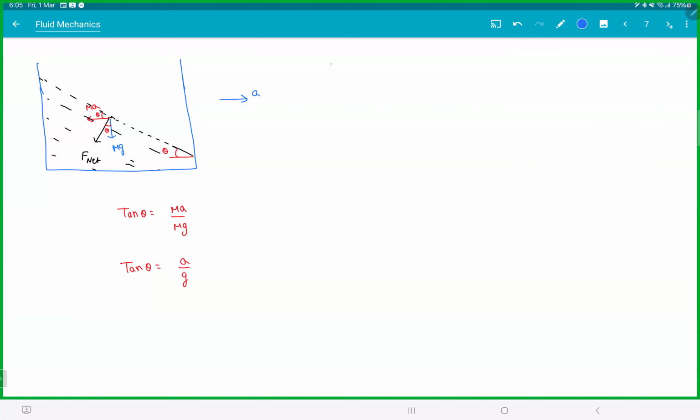Now, using this condition, the first one, when A is equal to g by root 3, we get tan theta is equal to 1 by root 3, which is 30 degrees. Meaning the liquid will be like this. This will make an angle of 30 degrees. And if you see, the liquid will not overflow. There's no spillage.